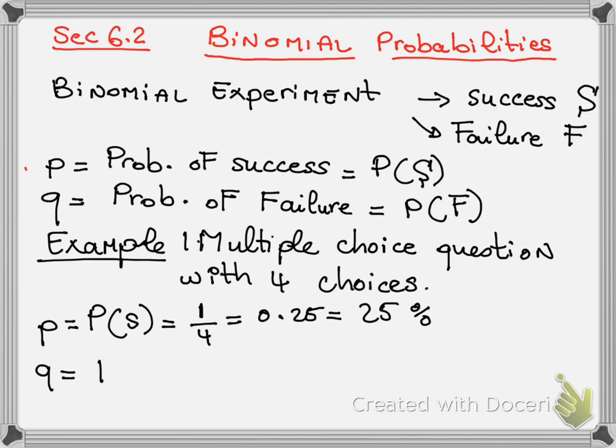Now, what will be the probability of failure, or probability of capital F? Well, there are 3 wrong answers out of 4. So that's 3 over 4. And so that's 75%, that's 0.75. Okay, so your probability of success is 25% because there is only one correct answer out of 4. And probability of failure, that's 75% because there are three wrong answers out of 4, right?